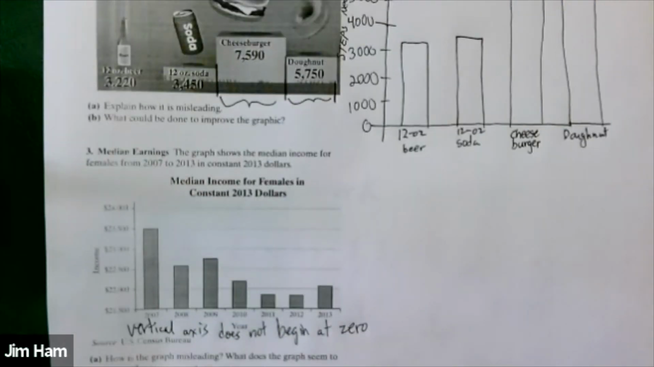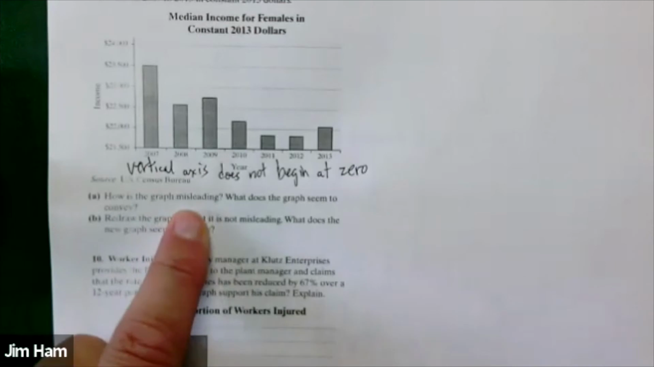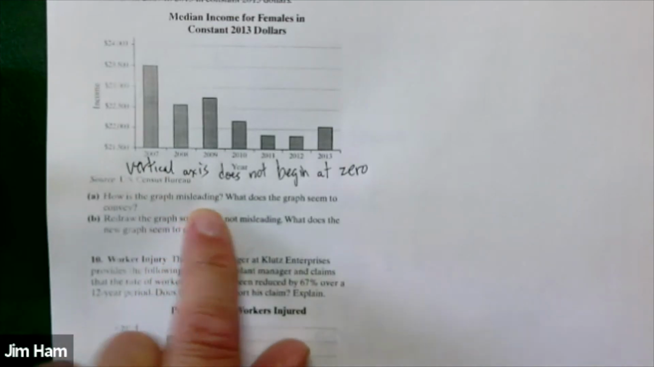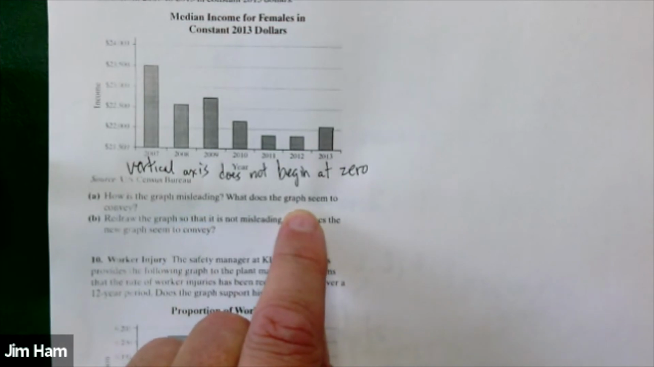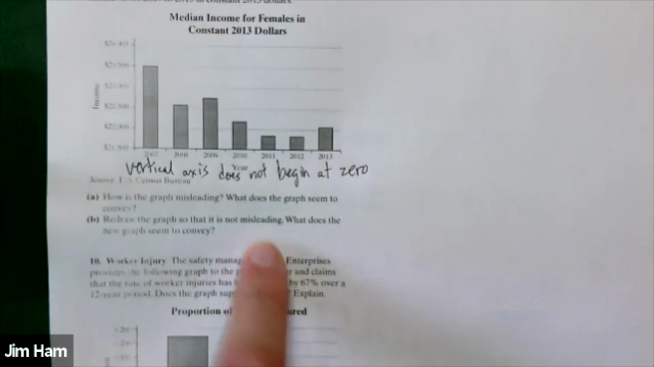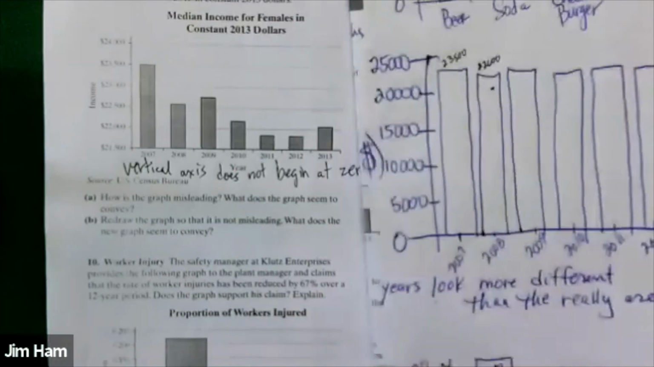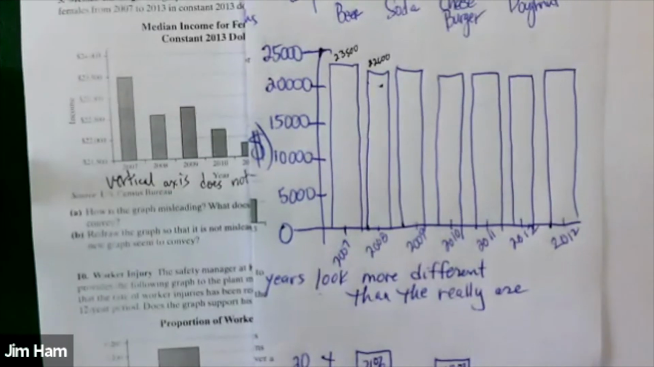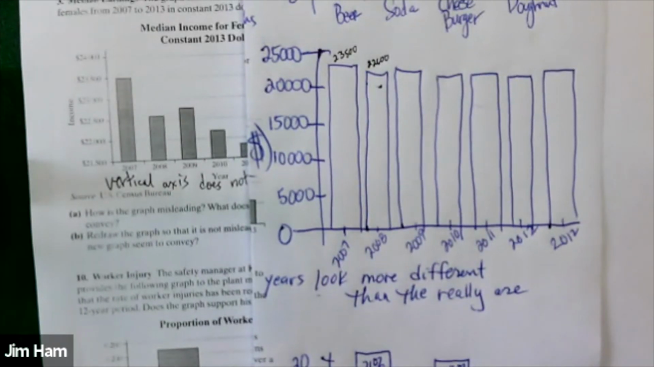So how is the graph misleading? It's misleading because it doesn't start at 0 on the vertical scale. The graph seems to suggest that there's a dramatic decrease in female salaries over that 6-year period, when that isn't in fact the case. And then we redrew the graph starting at 0, and you could see that there's very little difference in the height of those bars. So there's very little difference in the median earnings of females over that 6-year period.